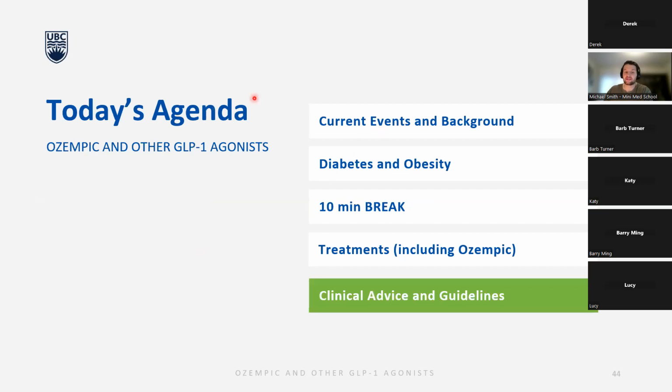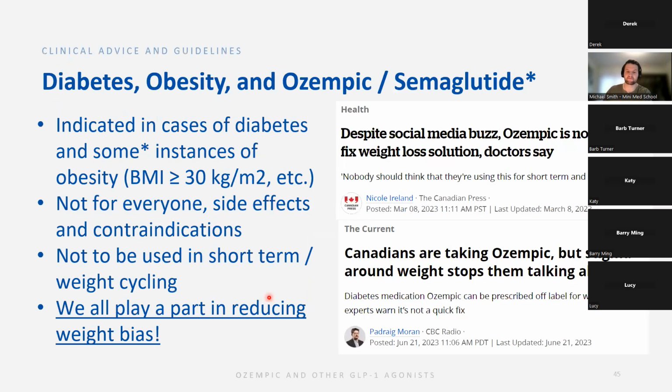And so that is all for the physiology and the understanding of how Ozempic works and how it relates to diabetes and obesity. I just want to leave you all with some final few notes on what the current clinical advice is for Ozempic. So the reality of the situation is that while Ozempic is not currently approved for treating obesity by Health Canada, since it's only approved to treat diabetes, it is still being used off-label for the treatment of obesity.